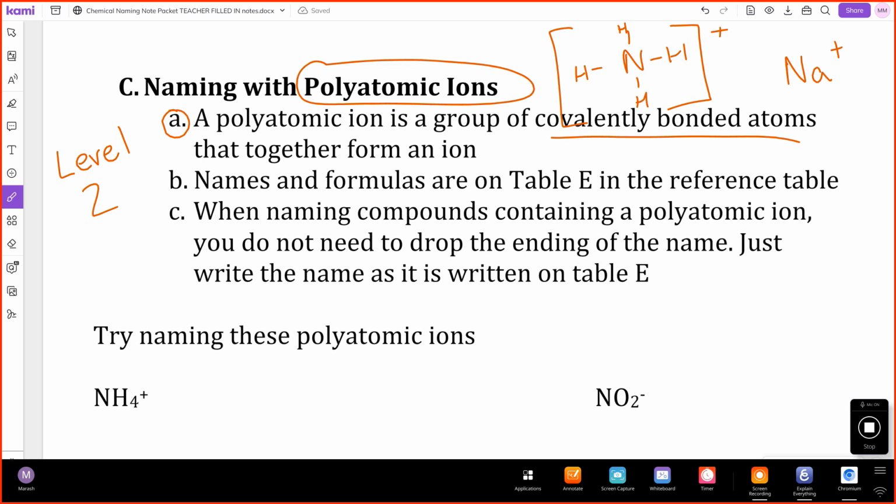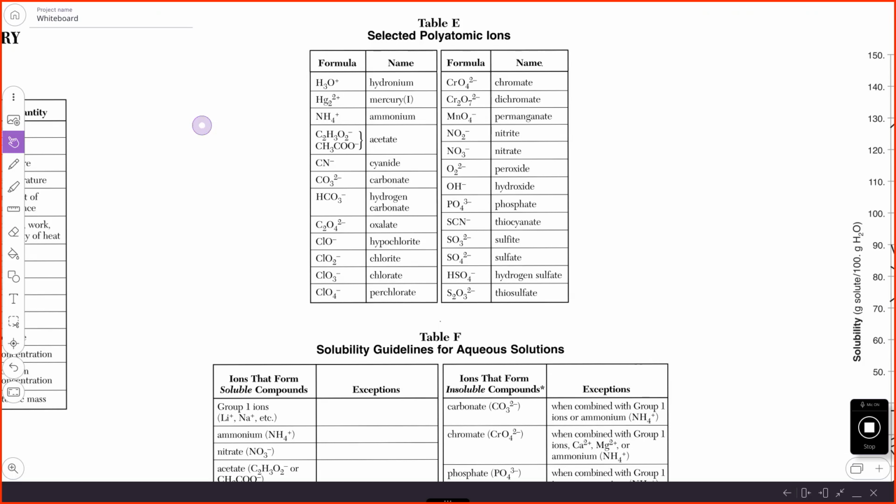So in your reference table, you will find table E. Oh, I can't write it? Oh, I can. I've never used this app before. So table E lists all of the formulas and the names of the polyatomics that you need to be aware of. So there's no memorizing here. If you can identify that NO2 is in a chemical formula, then the name of that part of that formula is called nitrite. Or if you can identify that OH minus is somewhere in there, that part of the molecule is named hydroxide.